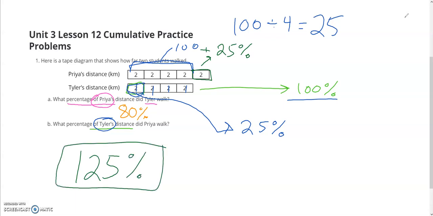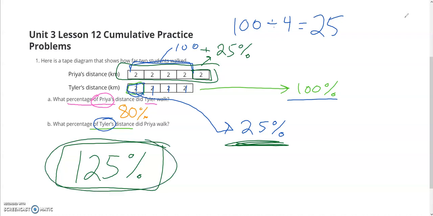of Tyler's distance. When I was working with students in class, lots of us got 120% because we still looked at this one. Okay, each rectangle is 25% of Tyler's distance. It makes sense that Priya did 125% because she did all of his distance plus 1/4 of his distance, which is 125%.